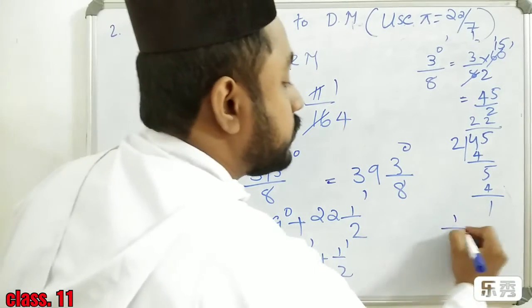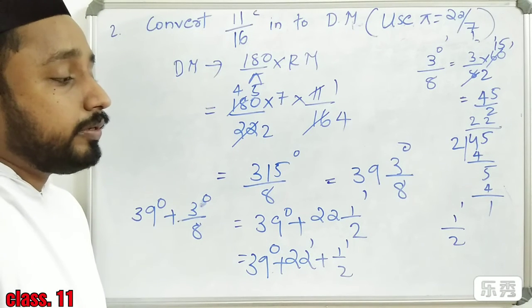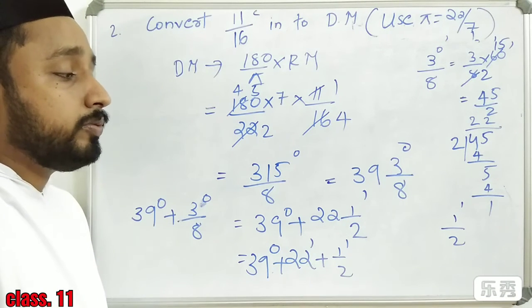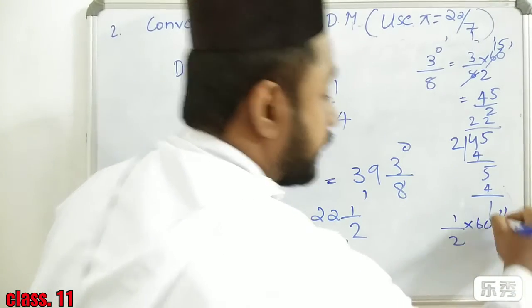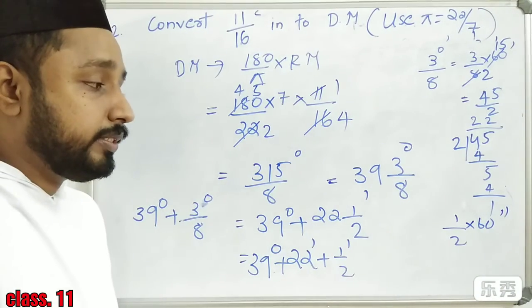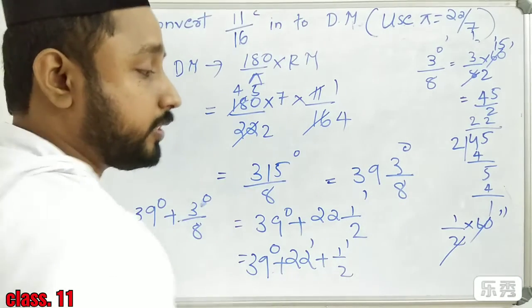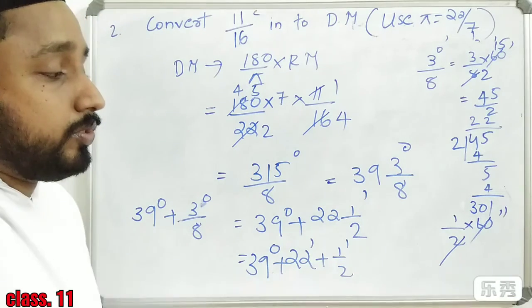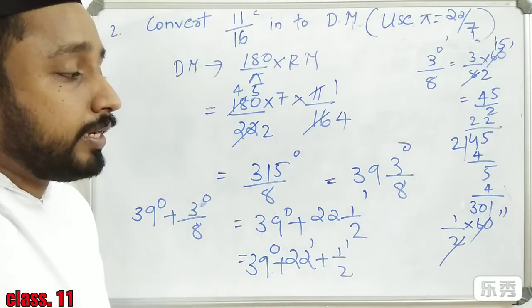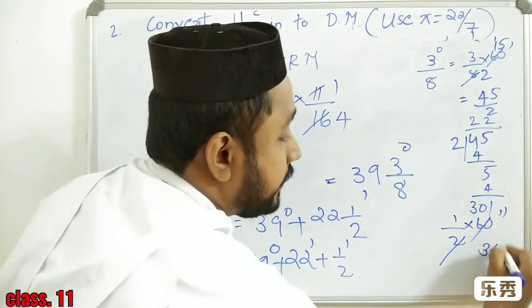Here we have to change this fraction 1 by 2 minutes into seconds. That means 1 by 2 minutes is equal to 1 by 2 into 60 seconds. When we cut 2 and 60, we got 30. Therefore, 1 by 2 minutes is equal to 30 seconds.